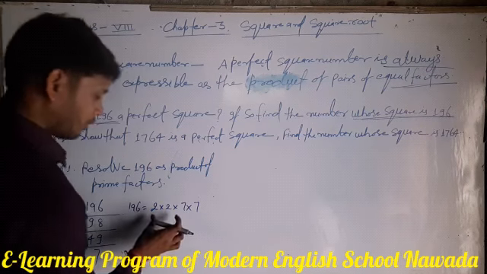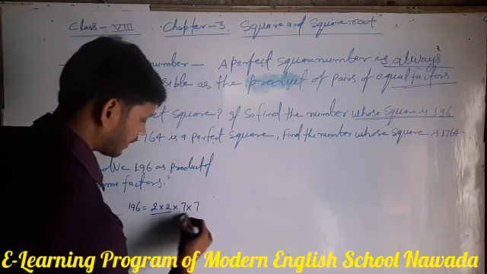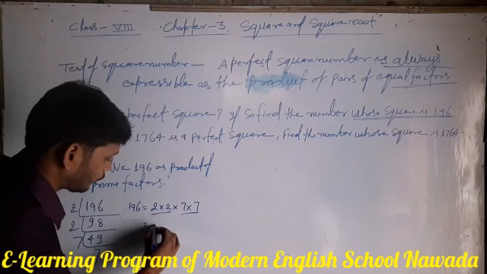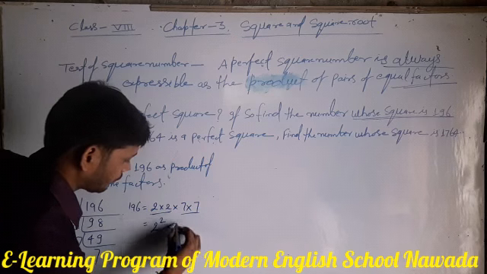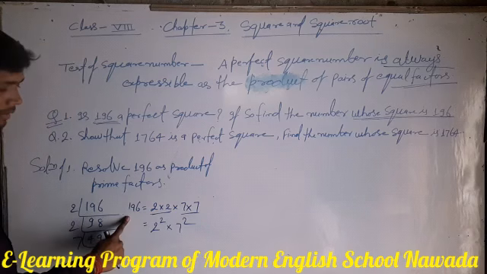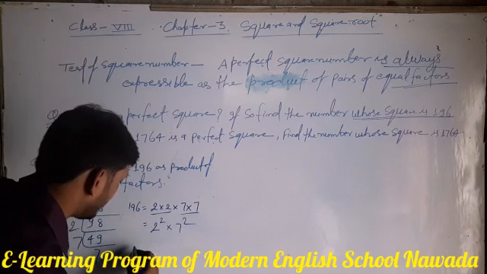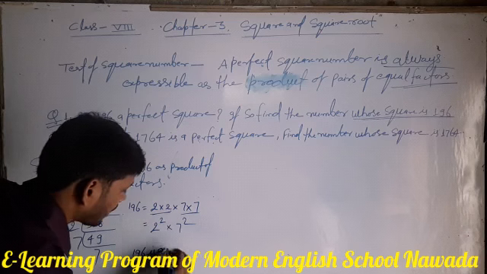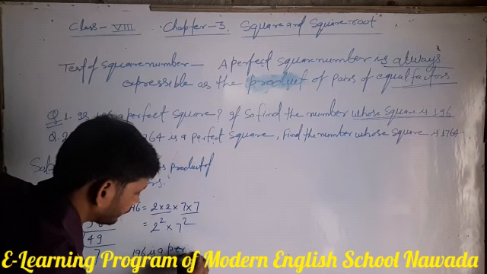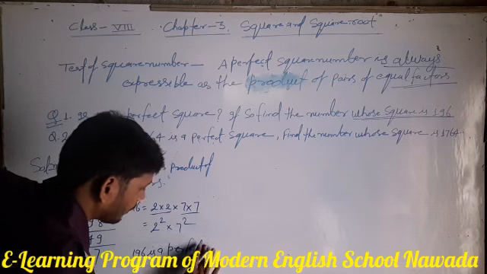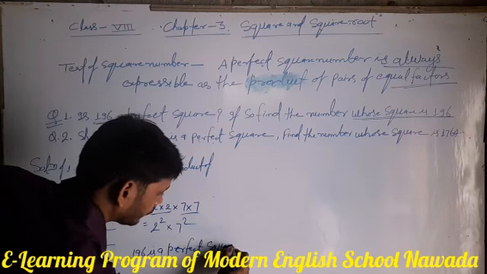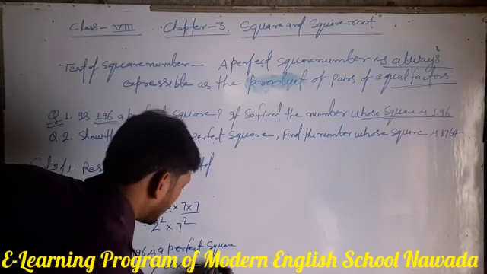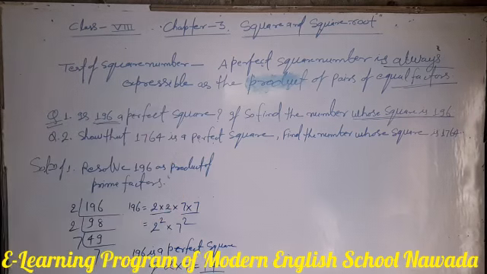Here these factors are in pairs. So you can write 2 square into 7 square. That means 196 is a perfect square of 2 into 7, equal to 14. That means it is the perfect square of 14.